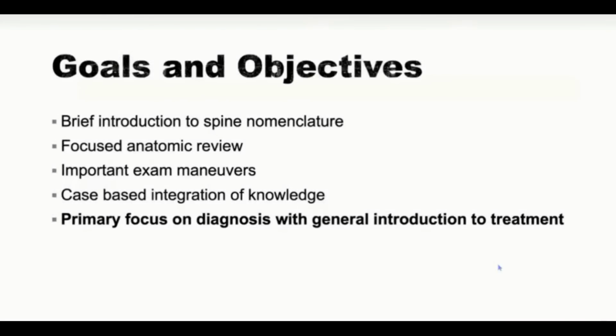All right. So the goals and objectives of tonight's talk on degenerative spinal pathology for the fourth year medical student. I do want to take a moment to introduce you all to spine nomenclature, a few things that I noticed get tossed out between our junior residents and medical students and become a little confusing, with a focused anatomic review, just salient points and exam maneuvers.